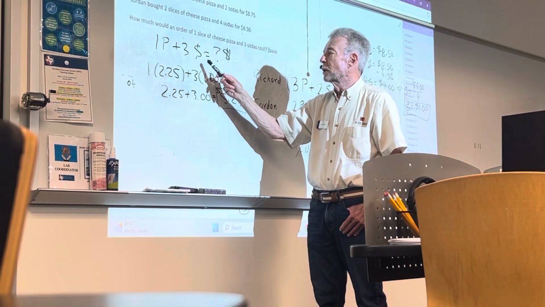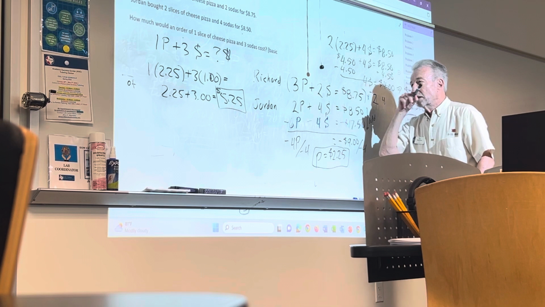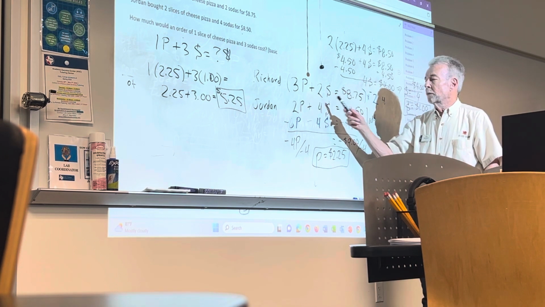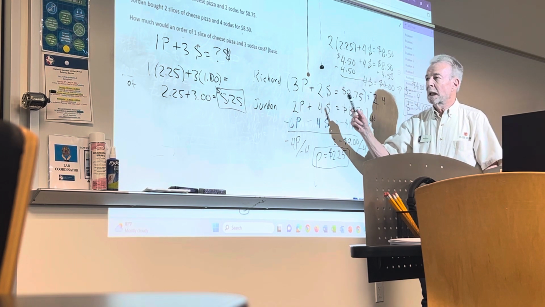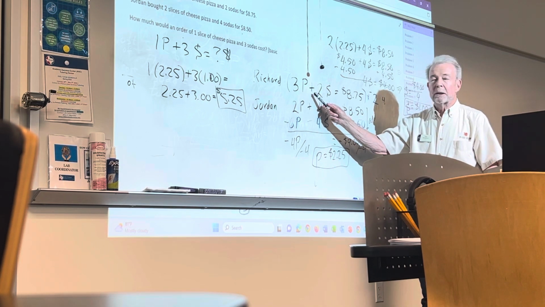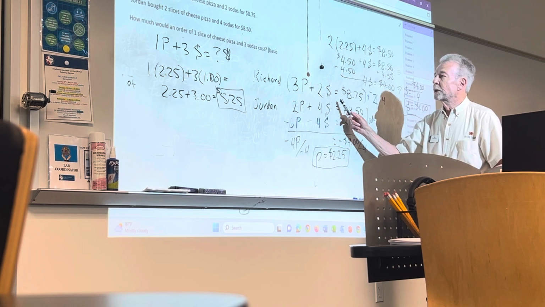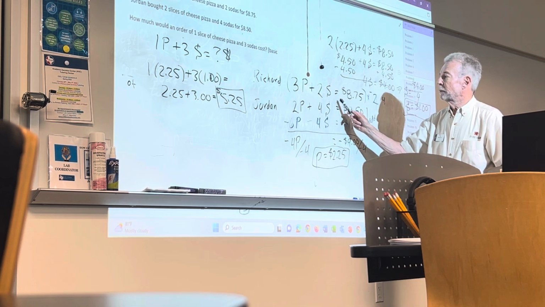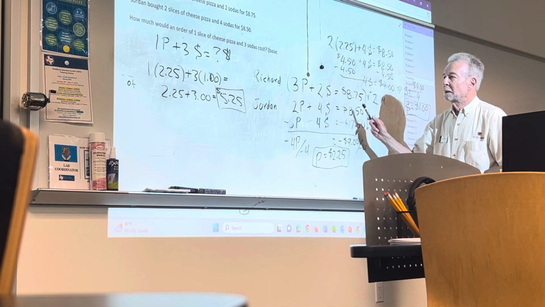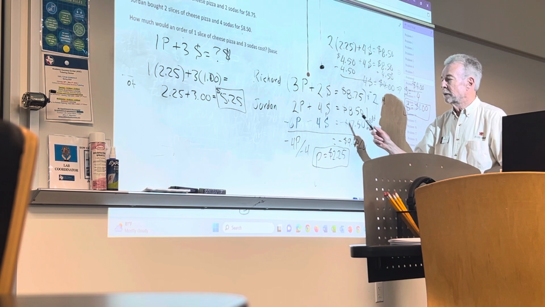and the cost of the sodas by a variable S. And then we just took the phrases and converted them into equations. Richard bought 3 slices of pizza and 2 sodas, and plus, and is another word for plus, and 2 sodas, for, which is another sign for equals, $8.75. And Jordan, 2 slices of pizza and 4 sodas for $8.50.